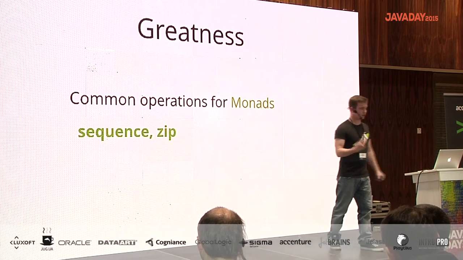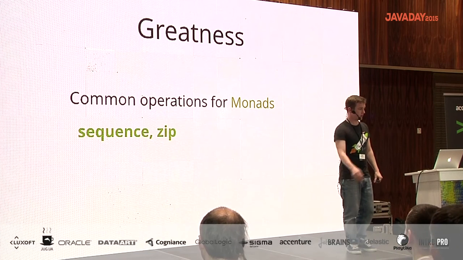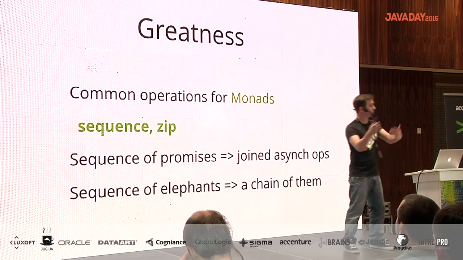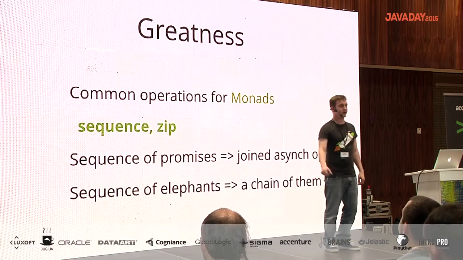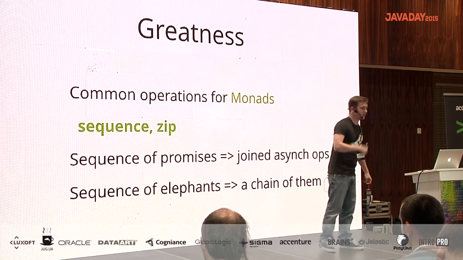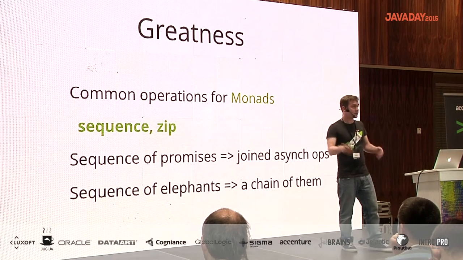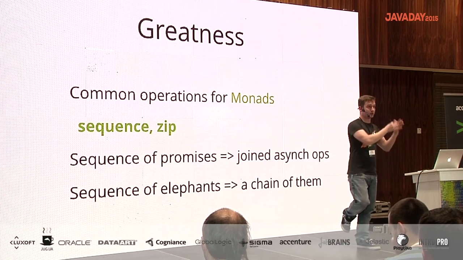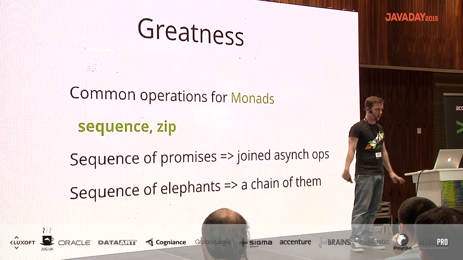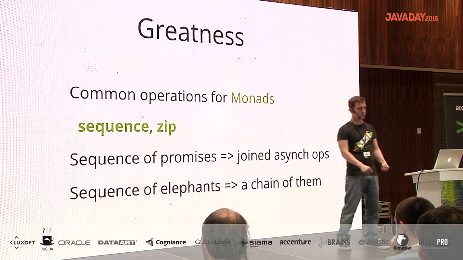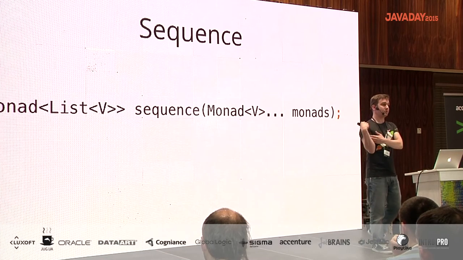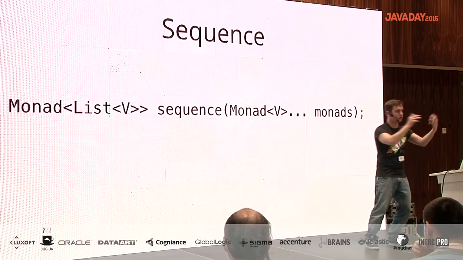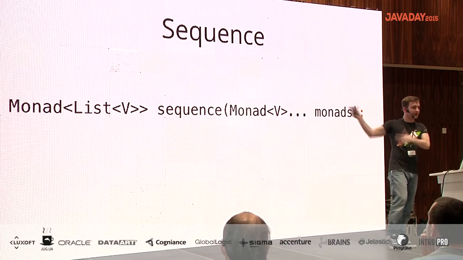For example, a useful method would be a sequence, or a zip to pair things together. A sequence of promises will be a joint result of application of the functions once over second and so forth, or a sequence of elephants will be a chain of those elephants successfully going to water, or a sequence of lists, using the same code, just specifying the sequence function, will produce one big concatenated list. The reason for that is that we can preserve the context of this computation, which is amazing. On the API level, it might look like this. A sequence function will take a series of monads and will produce a monad over a sequence of values.